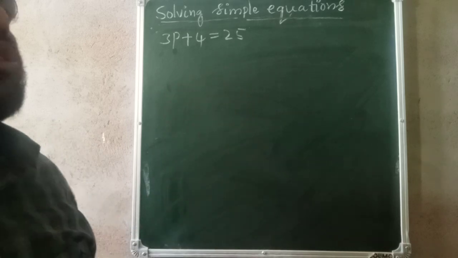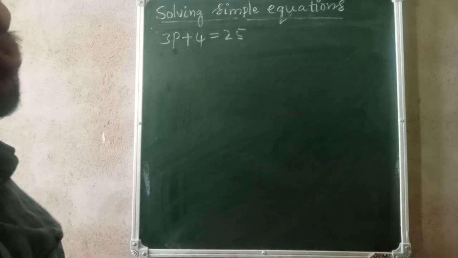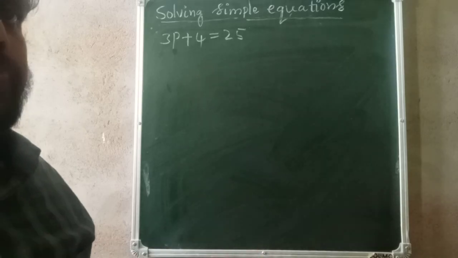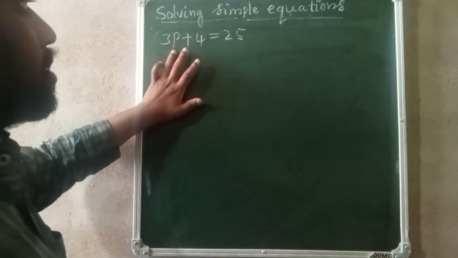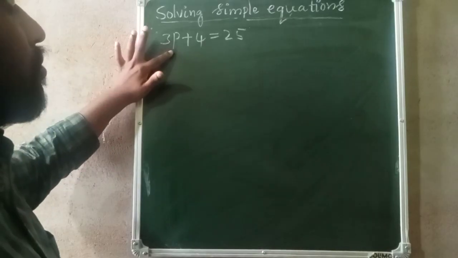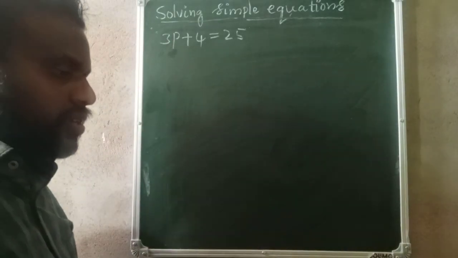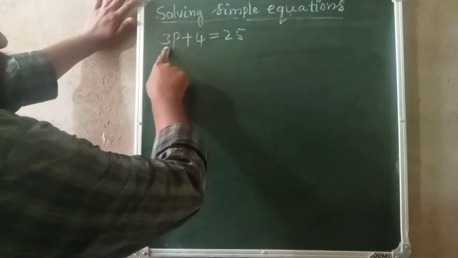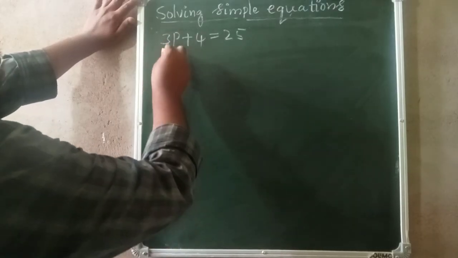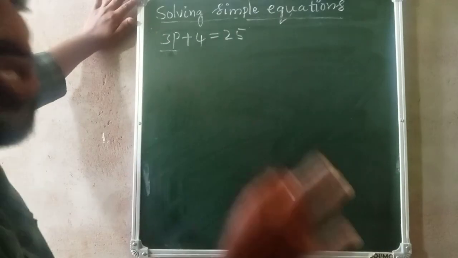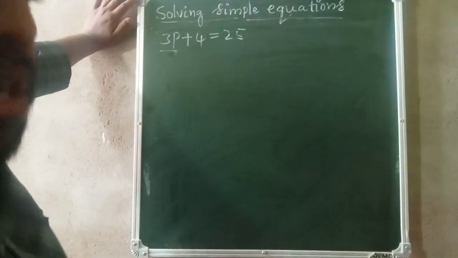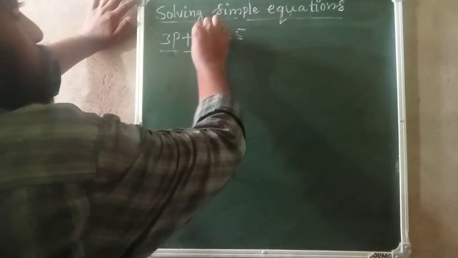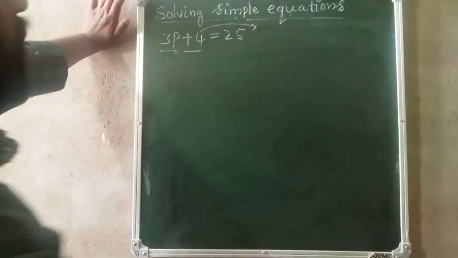Alphabet letters are generally used as variables in math equations. So this is p, right? We have to find the value of p. And p, along with the 3 that is there, you have to keep on one side. Whatever remains, you have to move to the other side. So this plus 4 I will move to this side.